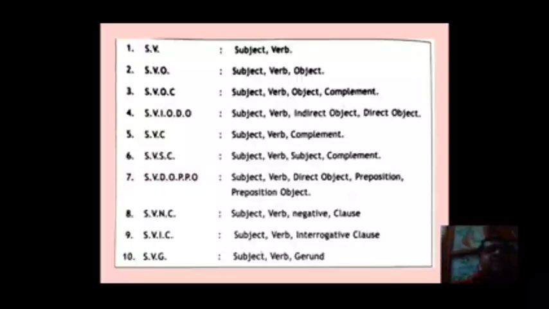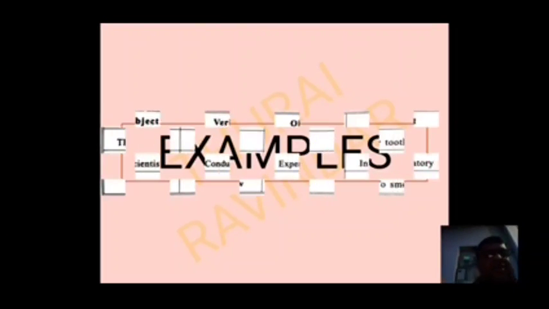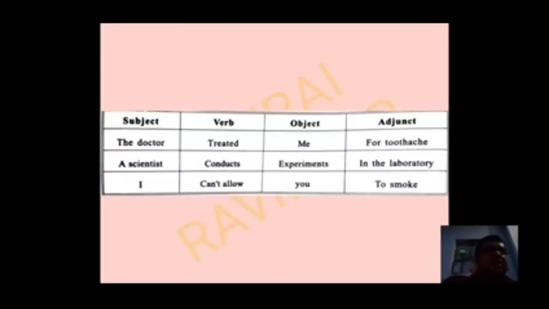Subject, verb, direct object and preposition. Subject, verb, noun and complement. Subject, verb, negative clause. Next, subject, verb and interrogative clause. Subject, verb and gerund. So here there are different types of sentences. Now we try to discuss with examples.